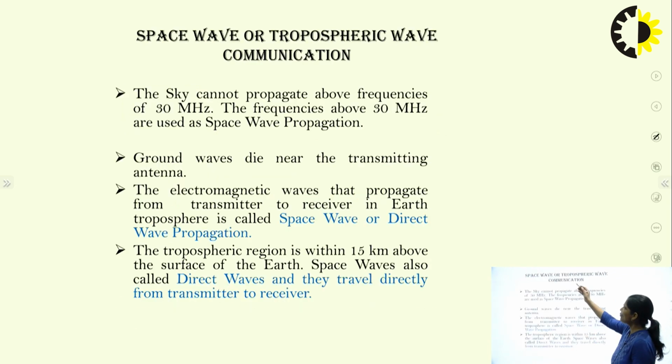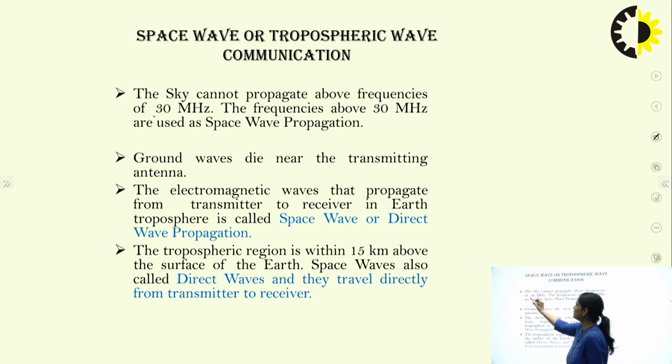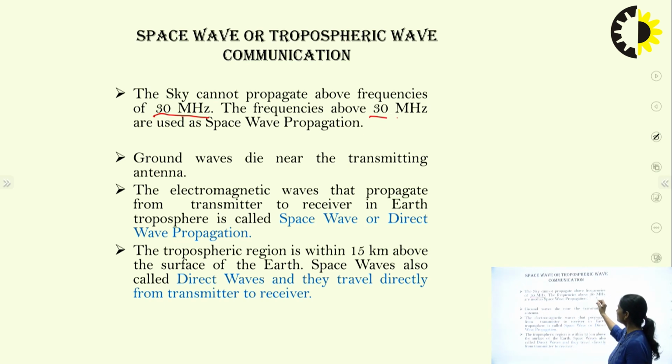Now space wave or transpose wave communication. Sky waves cannot propagate above a frequency of 30 megahertz, and frequencies above 30 megahertz are known as space wave propagation. Ground waves die near the transmitting antenna. The electromagnetic waves that propagate from transmitter to receiver in the Earth's troposphere are known as space waves, or direct wave propagation. The troposphere region is within 15 km above the surface of the Earth. Space waves travel directly from transmitter to receiver.